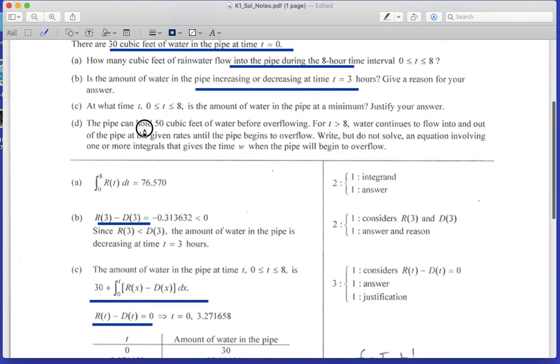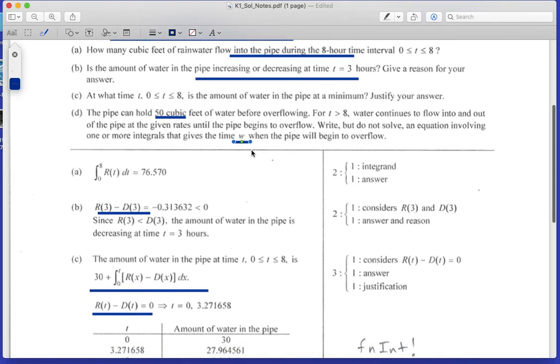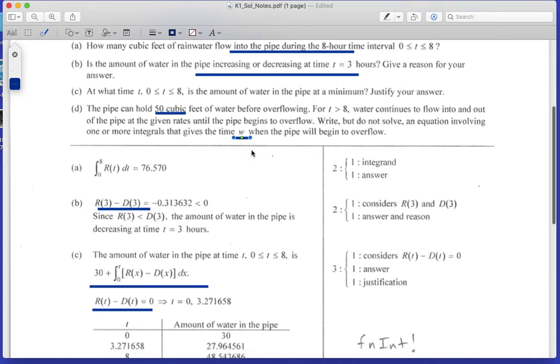Finally, the pipe can hold 50 cubic feet of water before it overflows. For time less than 8, so from 0 to 8, water continues to flow into and out of the pipe at the given rates until it begins to overflow. Write but do not solve an equation involving one or more integrals that gives the time w, so w is a time, when the pipe begins to overflow. It can hold 50 cubic feet of water, and we want to find the time w when the amount equals 50 cubic feet of water.